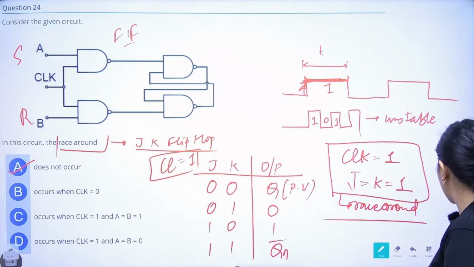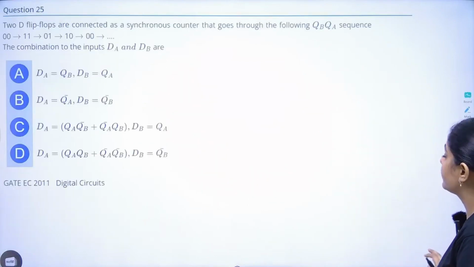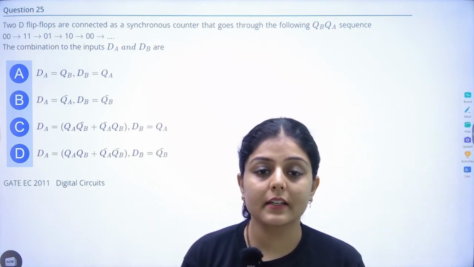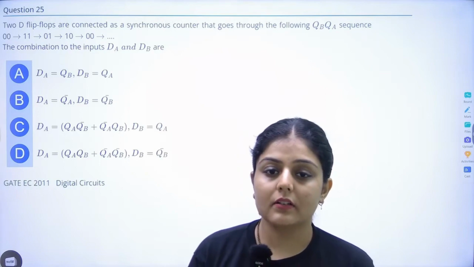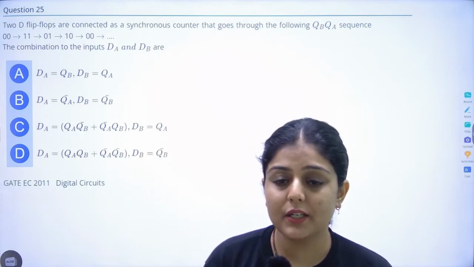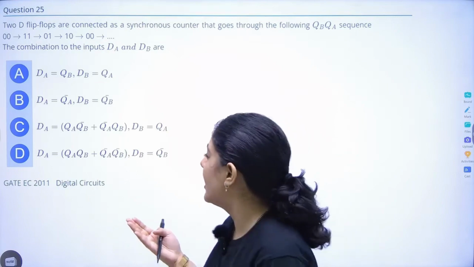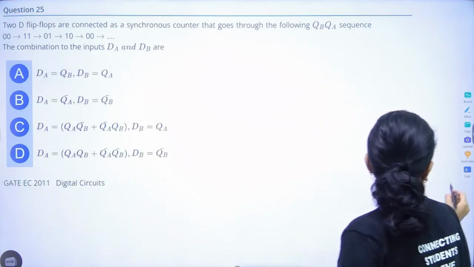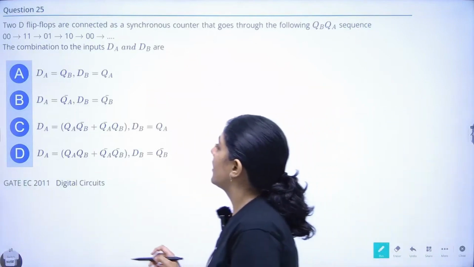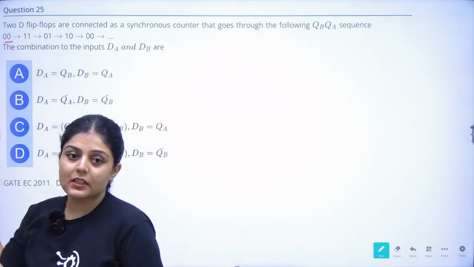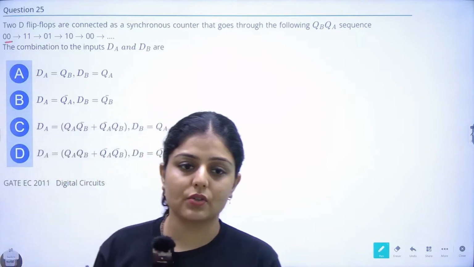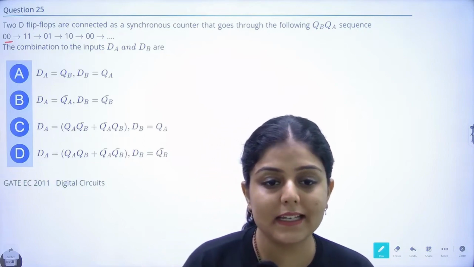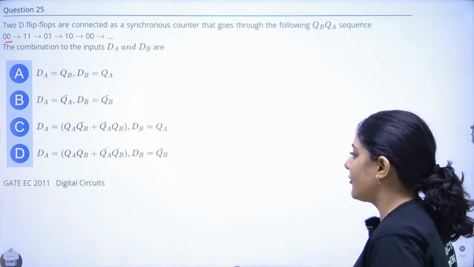Okay, moving on to the next question. Two D flip-flops are connected as a synchronous counter that goes through the following QB and QA sequence. That sequence is given. The first value is this, then it switches to the next state, then the next and next. They are asking for the combination of the inputs DA and DB. From the options we have to give the value.